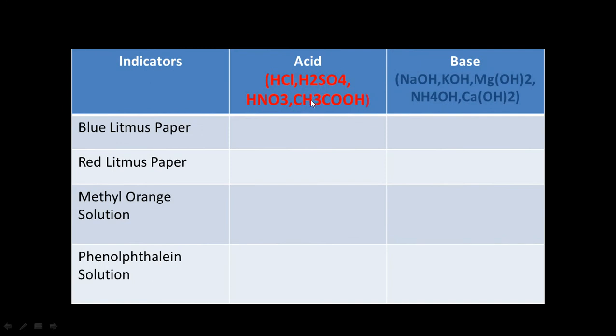By filling this one, blue litmus, let us fill this table. Blue litmus paper in acid becomes red and in base there is no change. Red litmus paper in acid, there will be no change, but in bases it turns blue.